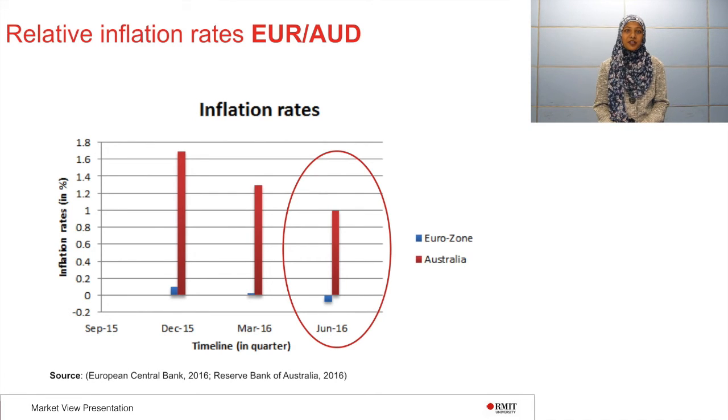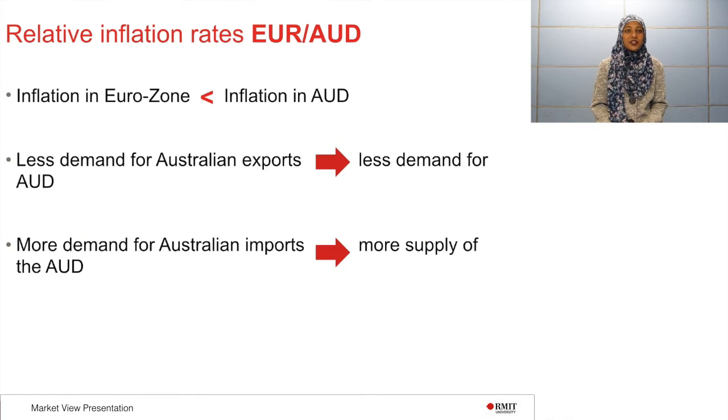Considering the information from the chart, we can see that the Australian dollar has a higher inflation rate in the second quarter than the Eurozone. This will lead to less demand for exports as the prices in Australia become less competitive on the world market. Thus, the demand for Australian dollar will be less. Moreover, the demand for imports will increase as overseas goods become relatively cheaper on the Australian domestic market. This will lead to more supply of the Australian dollar. Both these conclusions could potentially lead to a depreciation of the Australian dollar against the euro.